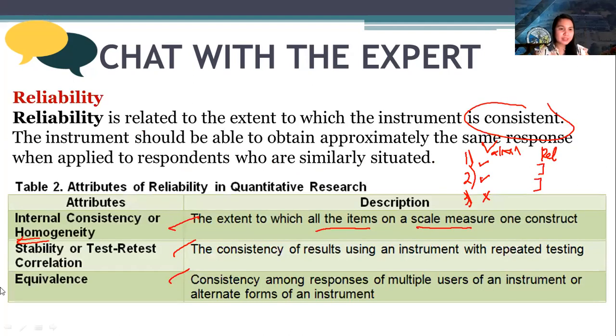The second is stability. That's a test retest correlation. How will you do it? I'll take the attitude towards math test today. In 1 year, I'll take it again. Will it have the same results? That is the test retest. If they will have both, then it means that the instrument is stable.